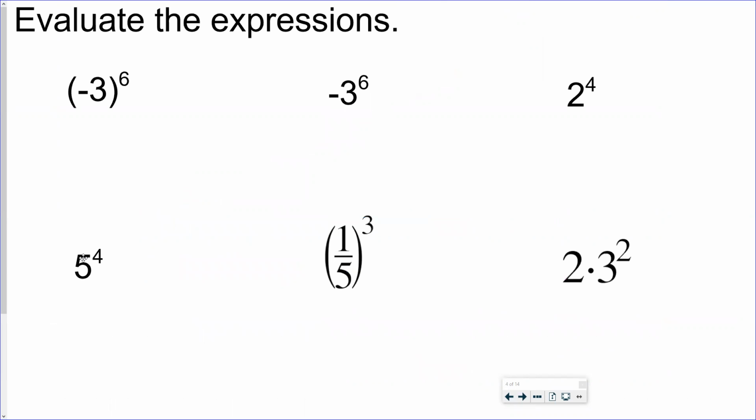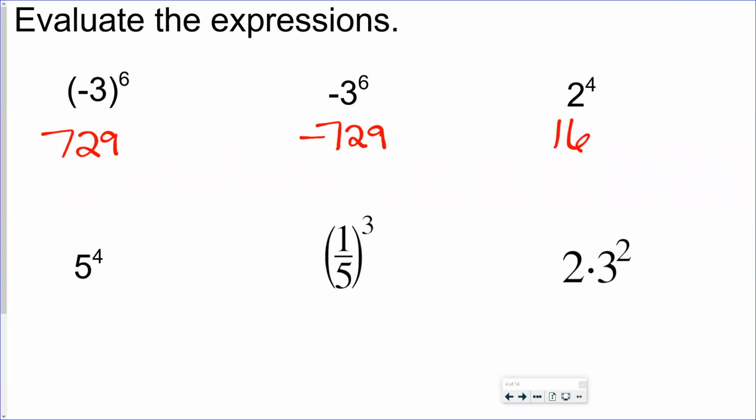All right, so take a minute, go ahead and evaluate all of these. Pause the video to do that. So here's what you should have got for the first three: 729, negative 729, and 16.